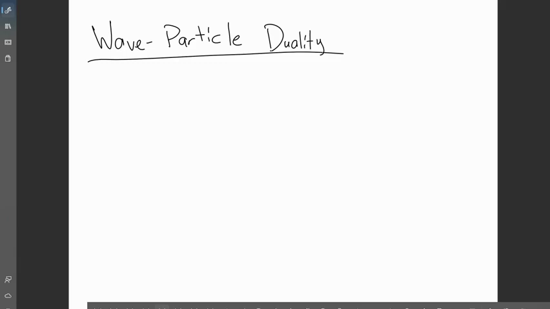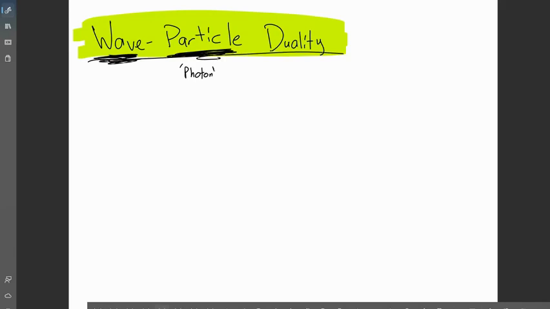Okay. So wave particle duality, essentially what this means is that light sometimes behaves like a wave, and light sometimes behaves like a particle. When light behaves like a particle, we call that a photon. When light behaves like a wave, we call that a wave. As we're looking at this, a couple of things to consider. Wave particle duality has a couple of consequences.